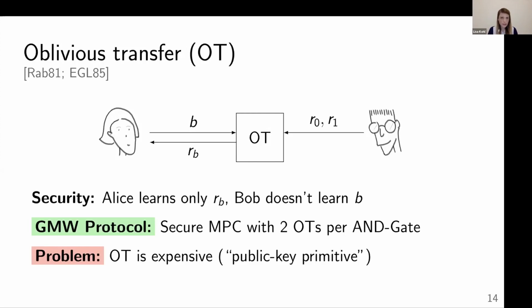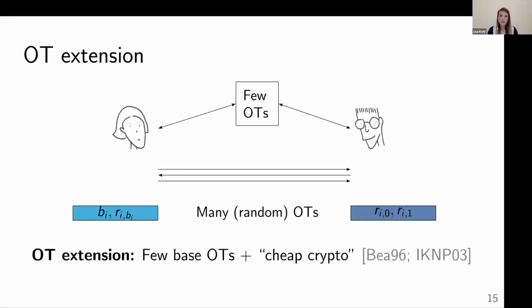It's a public key primitive, which are generally expensive. To overcome this, originally Beaver and later Ishai et al. worked on so-called OT extension. The idea of OT extension is that there is a result that I cannot get without OT completely, but I only need black box access to a few OTs, and then the rest I can do with cheap symmetric crypto.